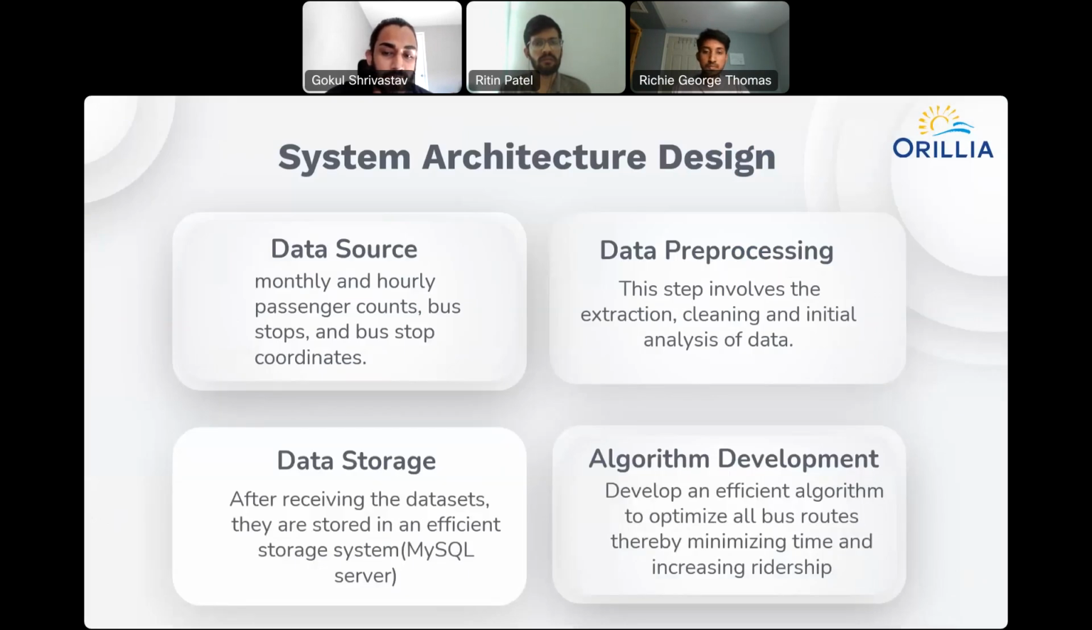Next slide. This is the system architecture design we followed. We had the data source for months and hourly passenger count for each route along with the coordinates. We pre-process the data, which involves cleaning and extraction of important attributes in the dataset. And then we effectively store the dataset after cleaning on MySQL server. And then we started to work on developing effective algorithms to minimize the time and increase ridership.